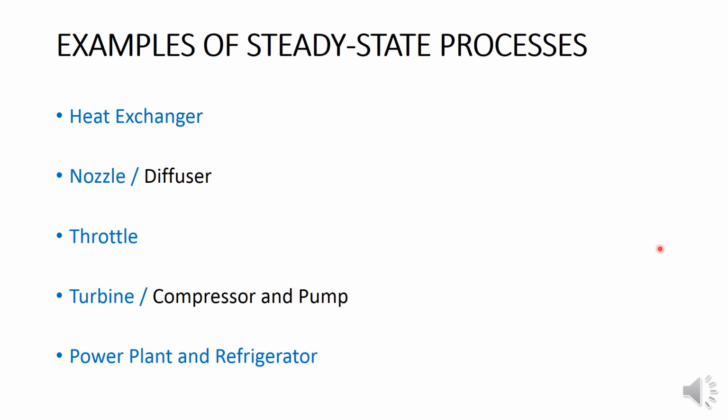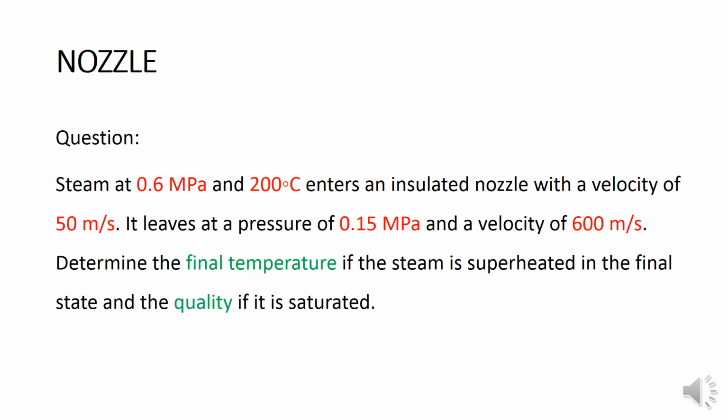Okay, and we have given examples of steady state processes as heat exchanger, nozzle or diffuser, throttle, turbine or compressor and pump, and power plant and refrigerator. In that, I think we have already covered a numerical on heat exchanger, which I will not be taking right now. I will be directly going to the second steady state device, that is the nozzle.